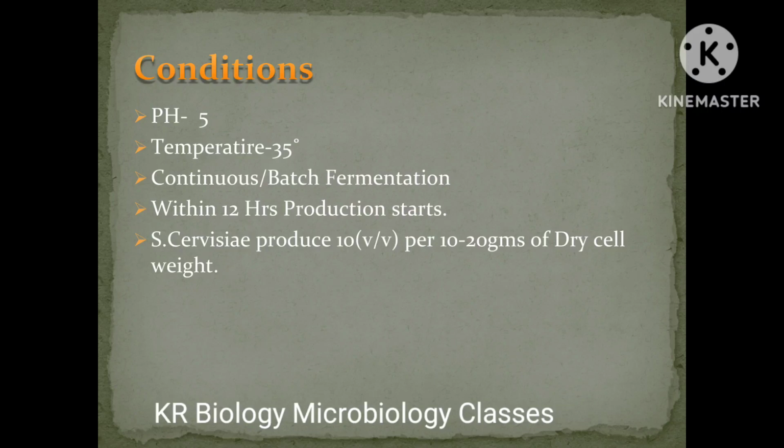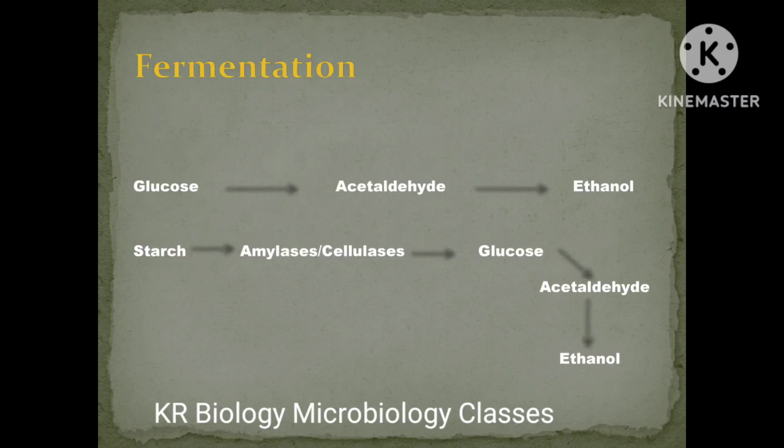In the process of fermentation, from glucose, acetaldehyde will form, and from acetaldehyde, ethanol is produced. But in the case of a starch substrate, we first have to add amylases, and in the case of cellulose material, we have to add cellulases. Thereafter, the remaining process will start, that is, the formation of acetaldehyde from glucose, and thereafter the final product, ethanol, will be produced. So this is the process of fermentation for ethanol production.